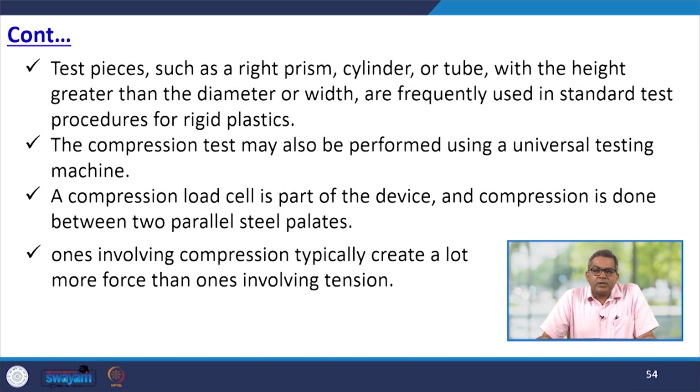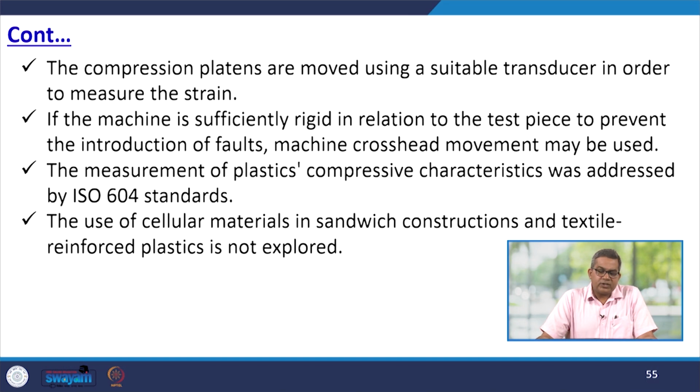Tests involving compression typically create a lot more force than ones involving tension. And the compression platens are moved, using suitable transducers in order to measure the strain. If the machine is sufficiently rigid in relation to the test piece, to prevent the introduction of fault, machine crosshead movement may be used. The measurement of plastics compressive characteristics is usually addressed in the ISO 604 standard.